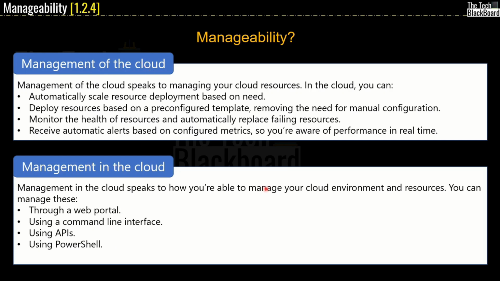So as I understand it, management in the cloud tells you how you can perform certain actions. On the other hand, management of the cloud tells you what you can perform on the resources and how you can make the best out of them. Still any confusion? Let me know in the comment section.